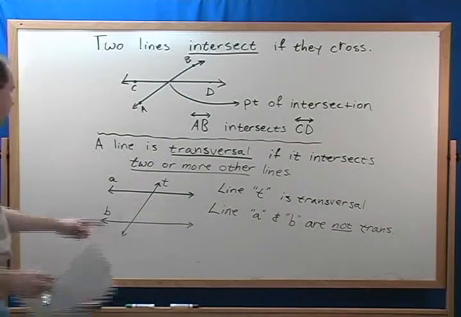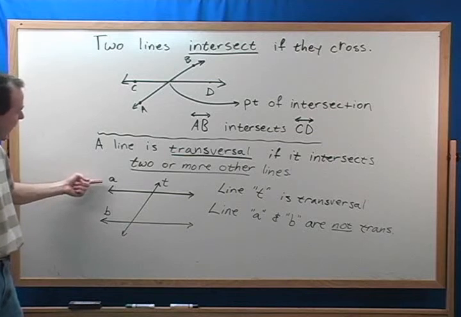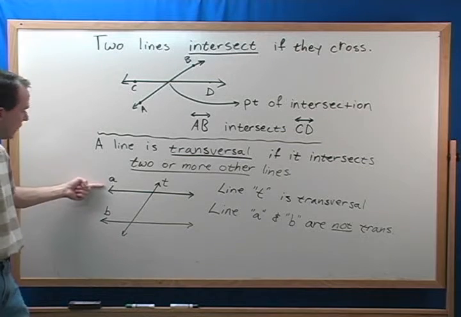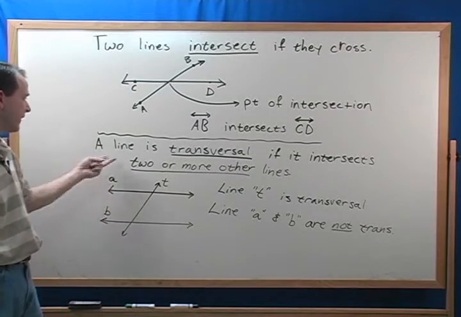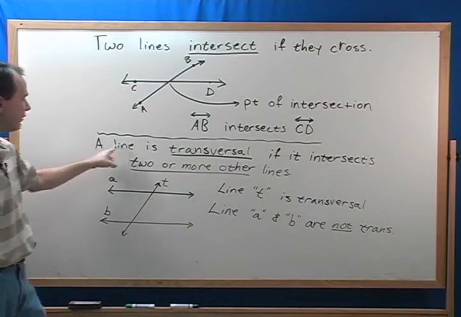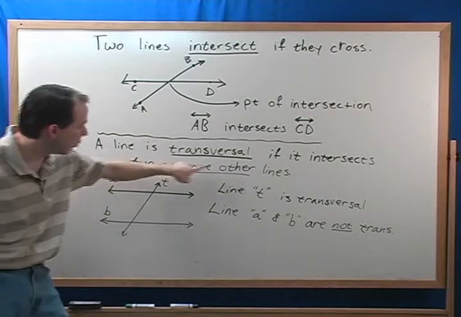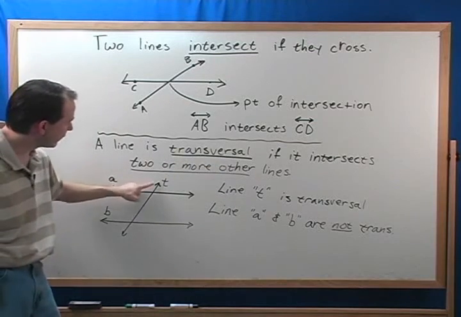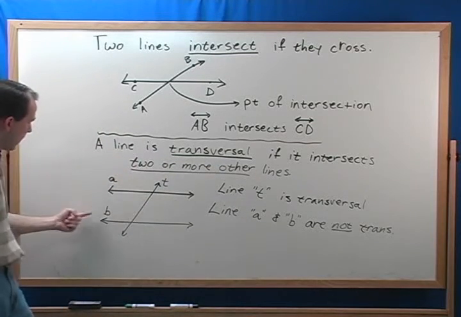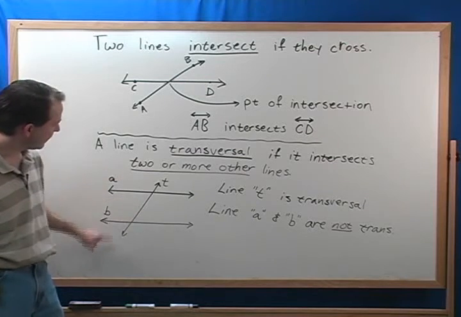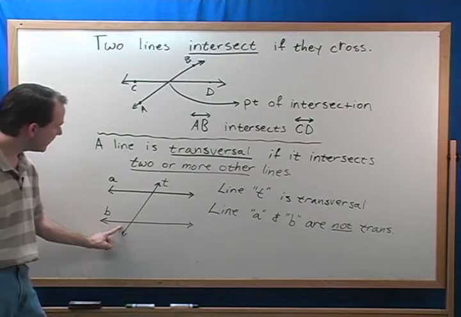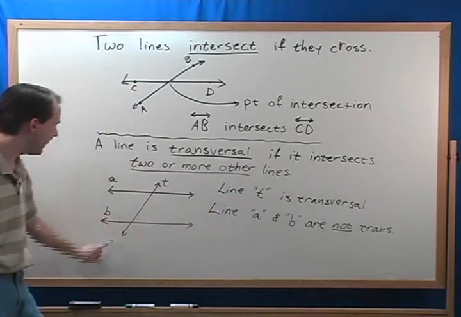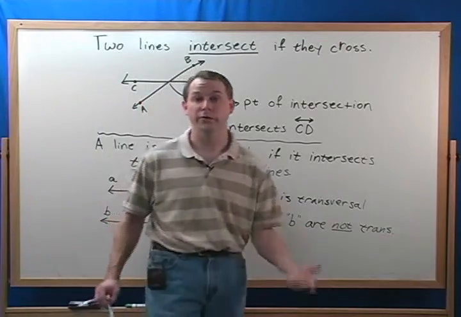The reason line A and B are not transversal is because, look, how many lines does line A intersect? Well, it goes on and on. I intersect this one line, and that's it. But that doesn't make it transversal. A line is only transversal if it intersects two or more other lines. Line A only intersects the one line here. Line B only intersects line T, only one line, so it's not transversal either. Only line T is the one that's transversal because it actually cuts through two other lines.